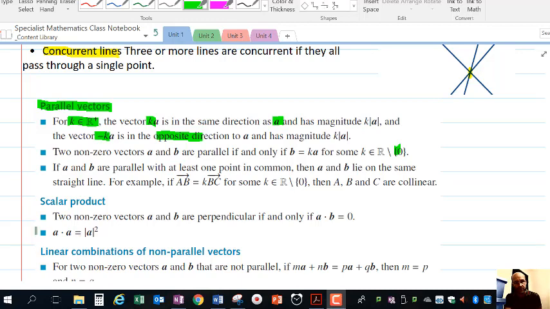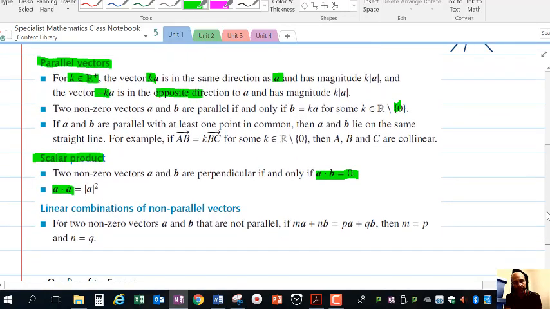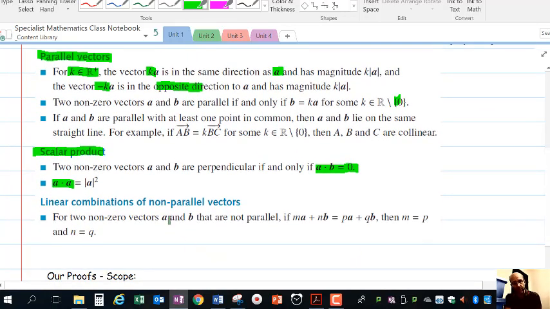As is scalar product. We'll be applying that at times. Now remember, when two vectors are perpendicular, the dot product or the scalar product is 0. If we go a dot a, it comes out as the magnitude of vector a all squared. Remember, a scalar product yields a scalar. Linear combinations of non-parallel vectors. So if we have two vectors that aren't parallel, if m times a plus n times b equals p times a plus q times b, then m equals p and n equals q, which was looked at in a previous topic.